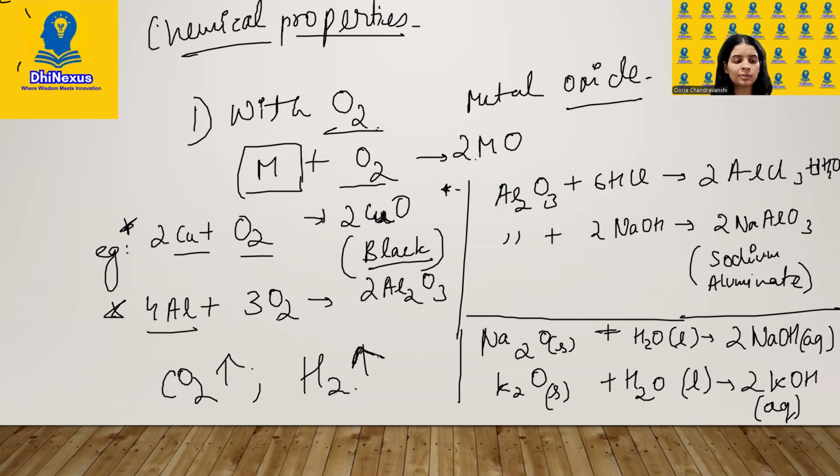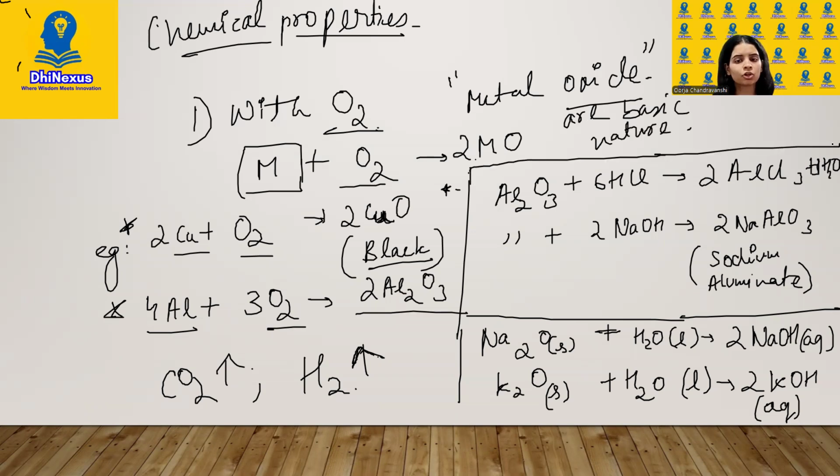Then I have aluminium. Aluminium on reacting with oxygen gives aluminium oxide, Al2O3. Now we've learned that metal oxides are basic in nature. But is that true universally? Not really. Aluminium oxide and zinc oxide, so Al2O3 and ZnO, are amphoteric in nature.